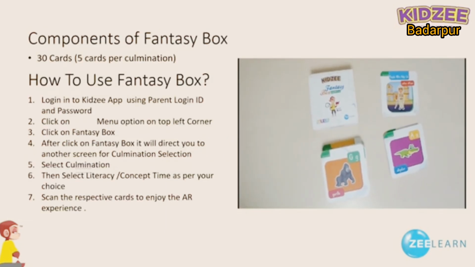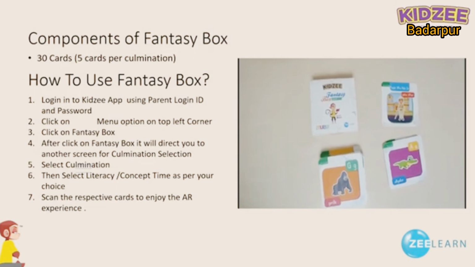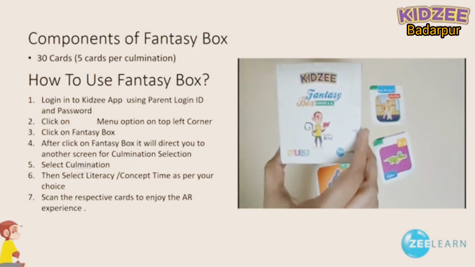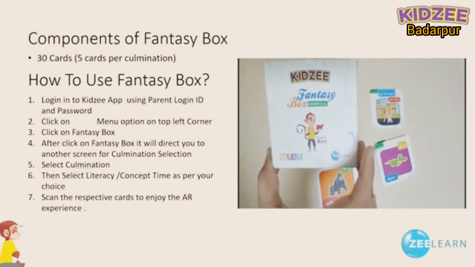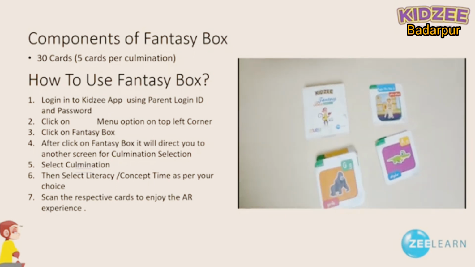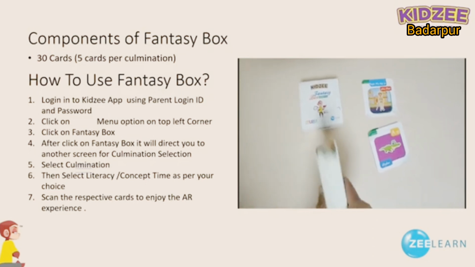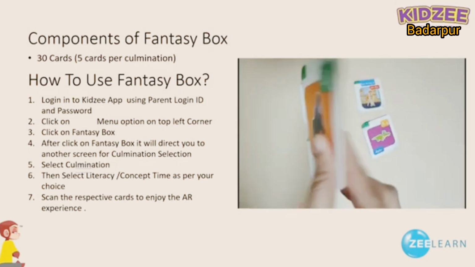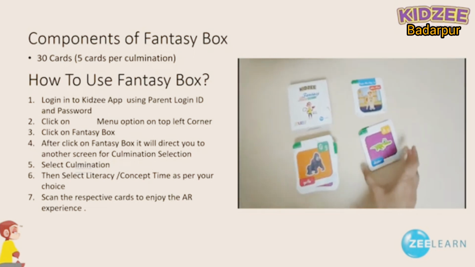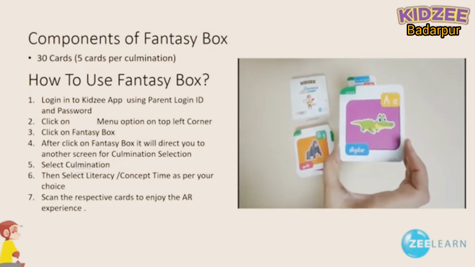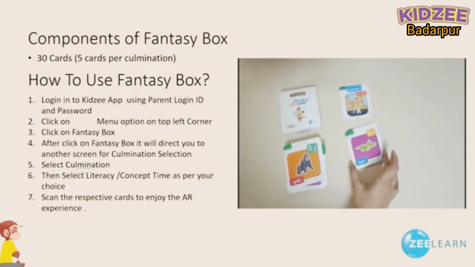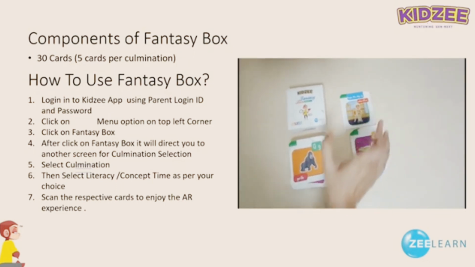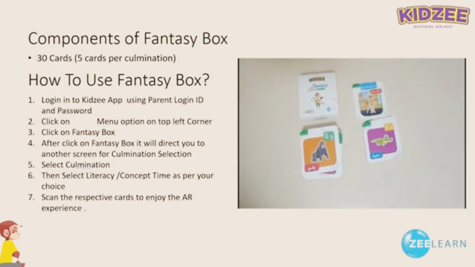Let's understand the Fantasy Box. Hello everyone. This is a part of your child kit, so kindly remove this from your child kit box. In this box you will have a set of 30 cards. Each card is printed on both sides. On one side of the card you will have literacy time and on the reverse side you will have the concept time printed.